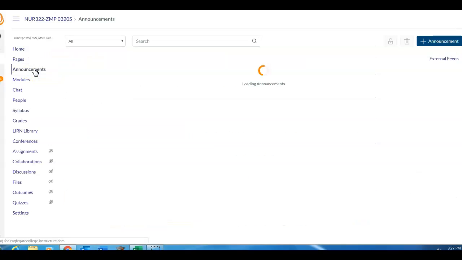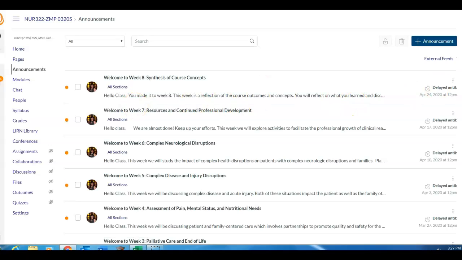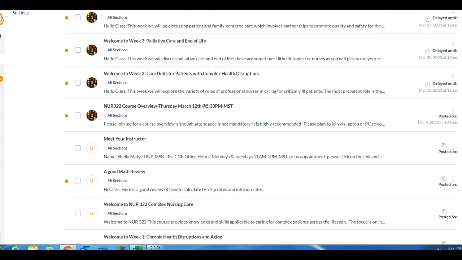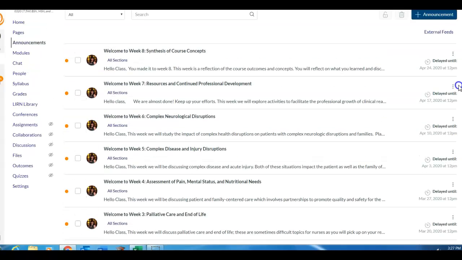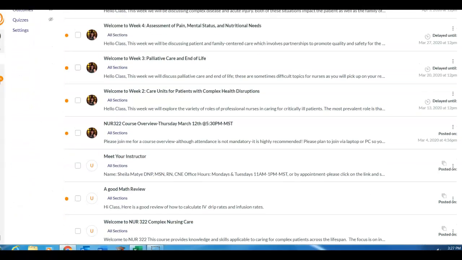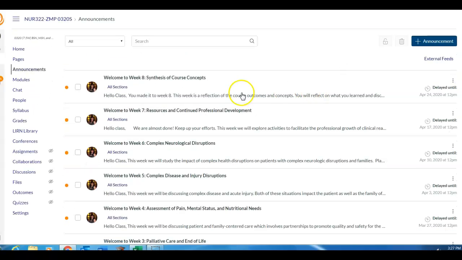I will go to the announcement page, and you can take a look at the other announcements that are in here. In my announcements, I usually include information regarding discussion posts, different policies and procedures, and I keep those throughout the week. I noticed that Sheila does not have all these in her announcements. If you are interested in any of those extra types of announcements, I can send those to you.